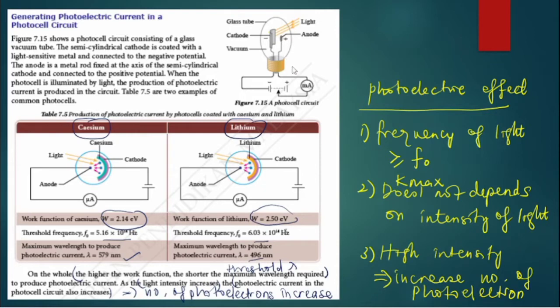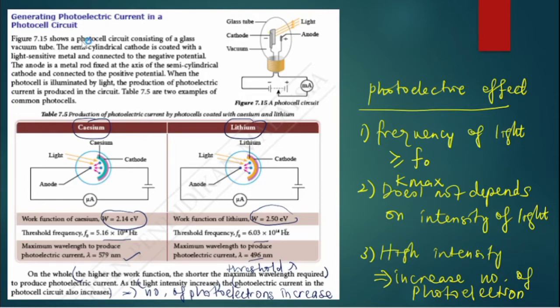Figure 7.15 shows a photocell circuit. So you can see it consists of cathode, which is a curved piece of metal, anode, and also glass tube, which is vacuum tube. The cathode is connected to negative terminal of the battery. Anode is connected to positive terminal of the battery, and there is a milliammeter to measure current. So from this circuit, we want to explain how the current is produced in this circuit and detected by milliammeter.